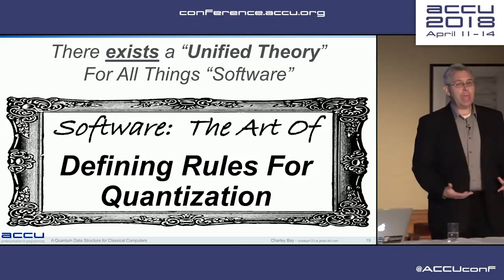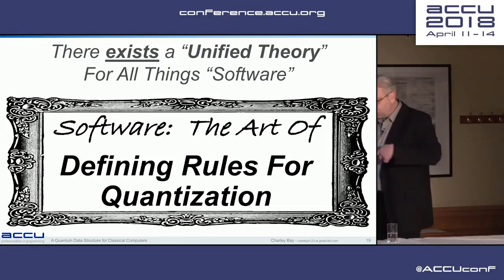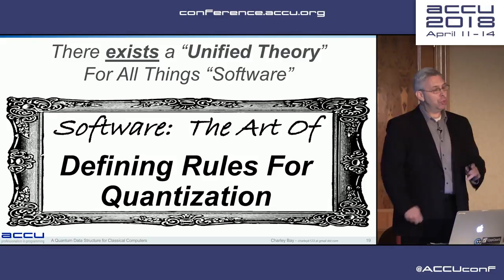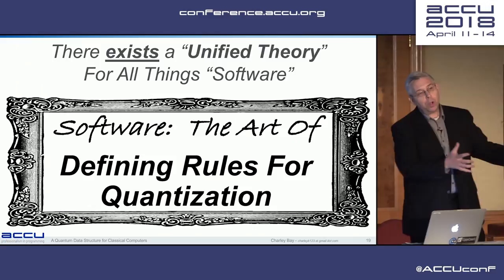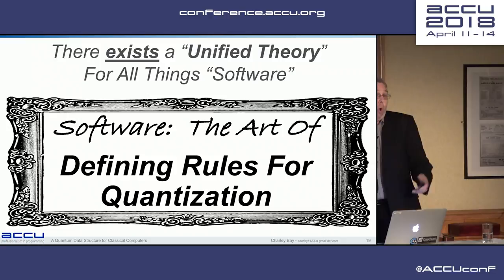And it would be this. Software is the art of defining rules for quantization. Because you define what those rules are, you define what the data types are, you decide how you want to employ state, source, and sync within your systems, and all the measures, all the sensitivity, that's up to you. You're the software engineer, and we have infinite flexibility. So actually, we map to this quantum universe really well.